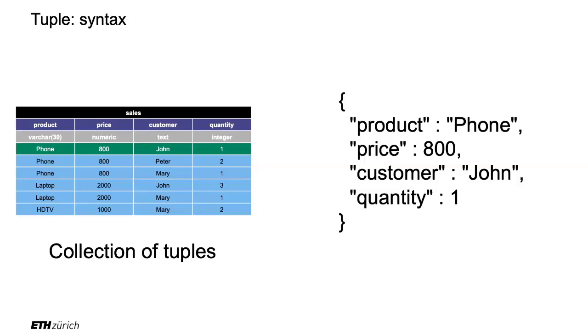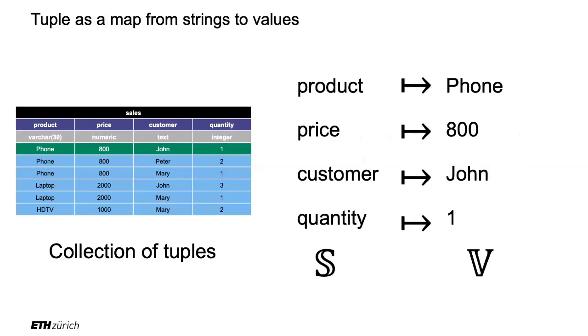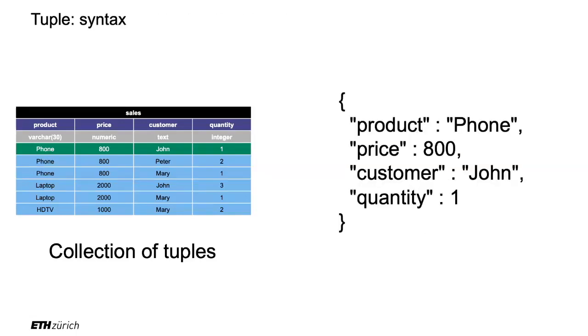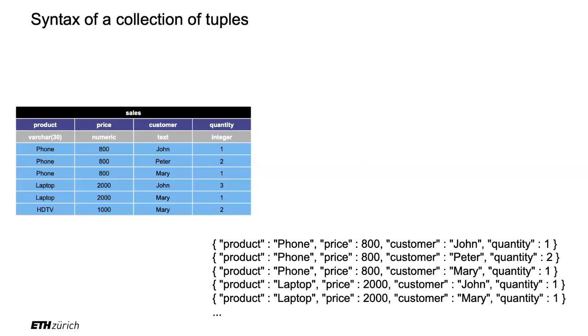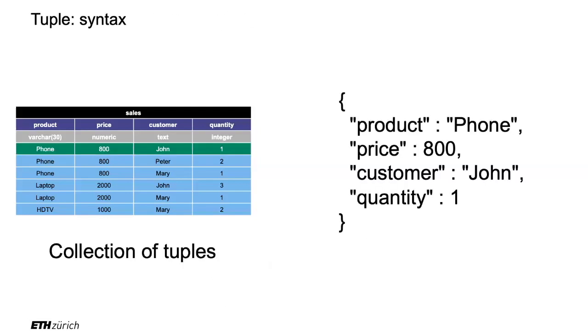You might have seen it before. So the JSON syntax is just a textual representation for tuples, right? So instead of looking at it with the mathematical scary notations like this, we just represent it as a text document that looks like this. That's JSON.